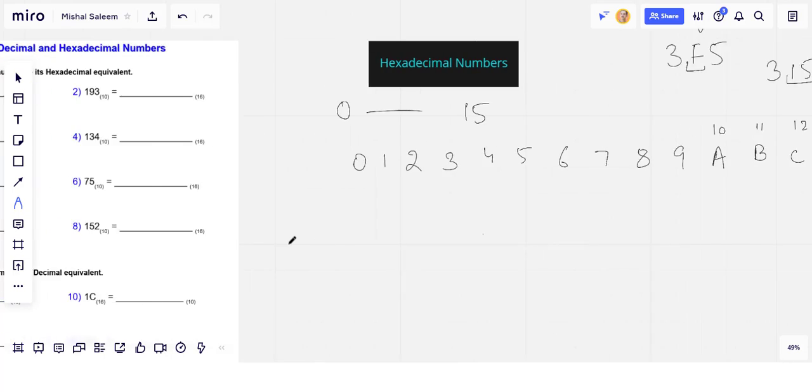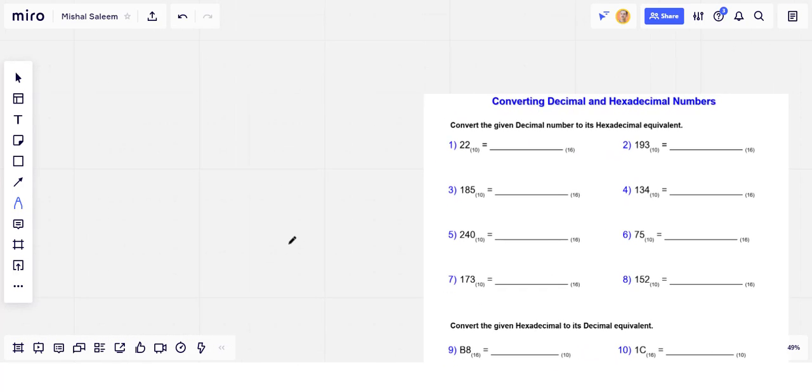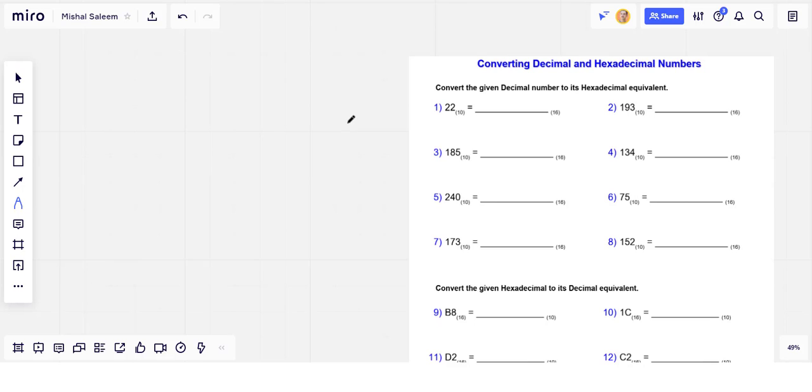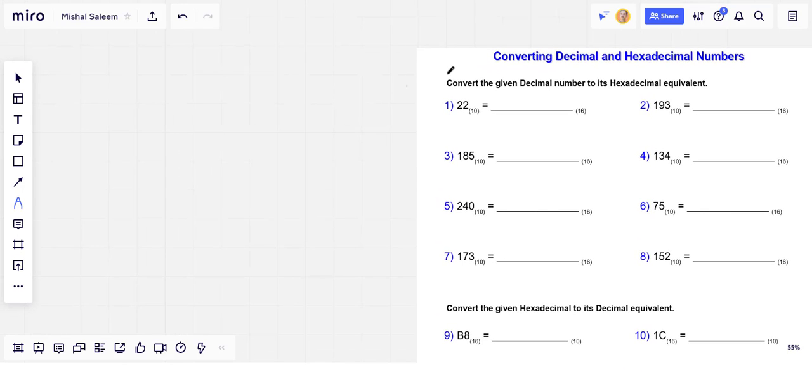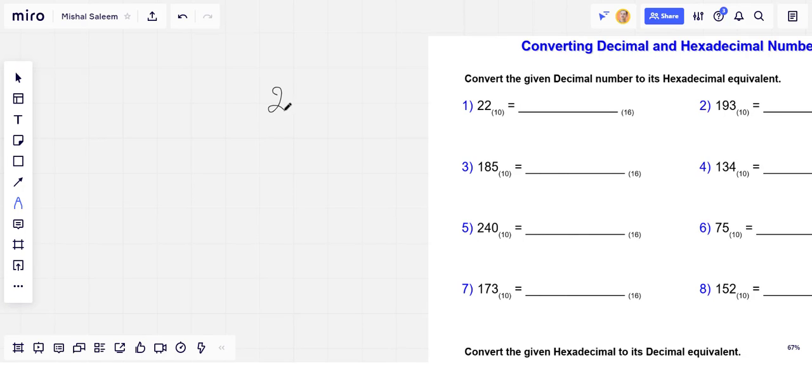Right, now let's look at the conversion. That's the objective of the video, to learn conversion. So here are some questions. Convert the given decimal numbers into its hexadecimal equivalent. Pretty easy. 22. Just like in the last video, we learned how to convert decimal into binary, binary into decimal, and we used the grid method for converting decimals to binary. Now again, I'm going to use the grid method for converting decimal to hexadecimal. So for binary, if you remember, we used the number 2.